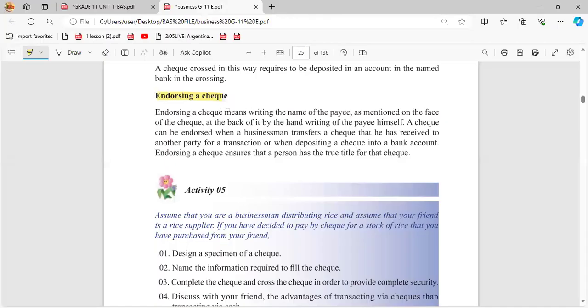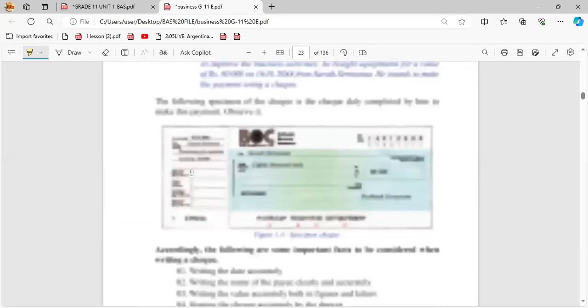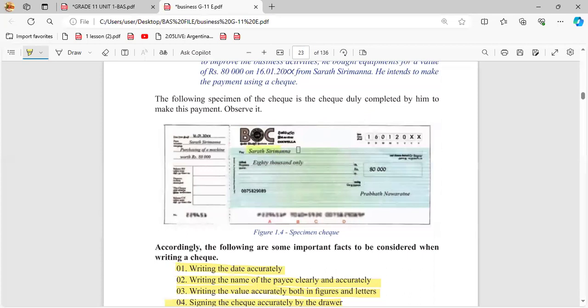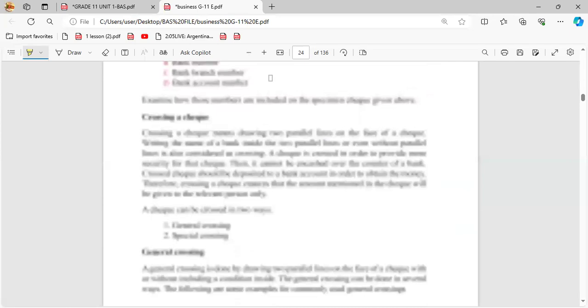Therefore, endorsing a check means writing the name of the payee as mentioned on the face of the check. For example, Sarath Sirimanna. If Sarath Sirimanna wants to pay Kumara Patirana, he has to turn the check to the reverse part and write his name, Sarath Sirimanna, and he can give it to Kumara Patirana. That is what you call endorsement.